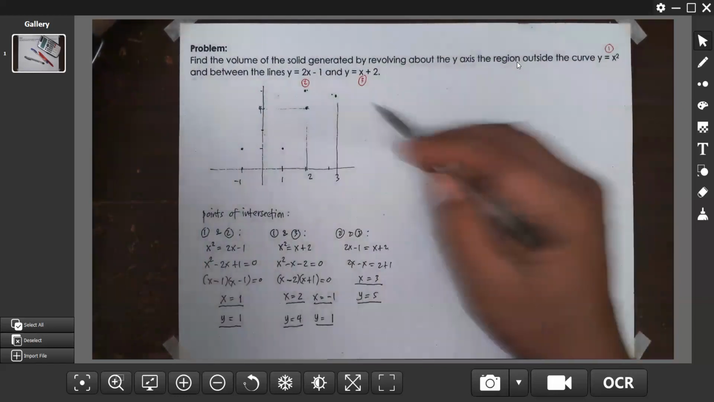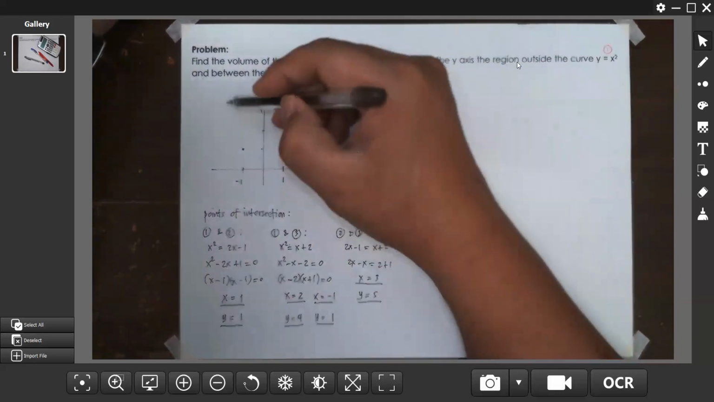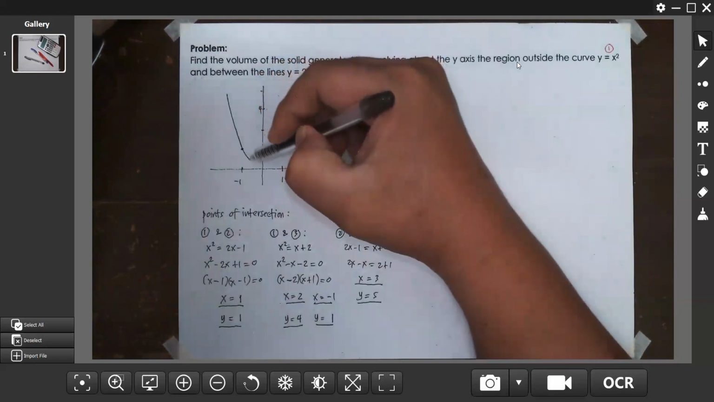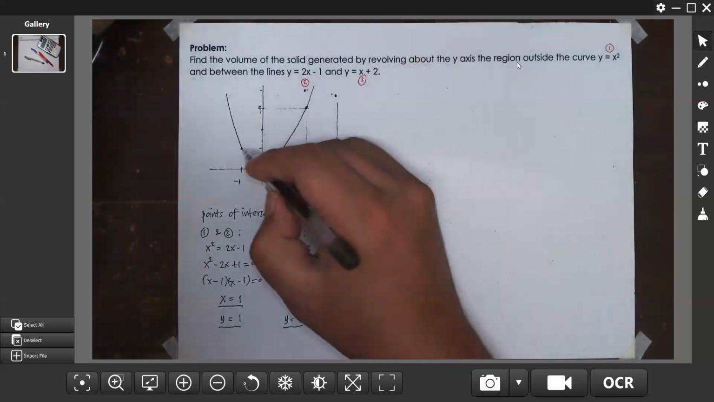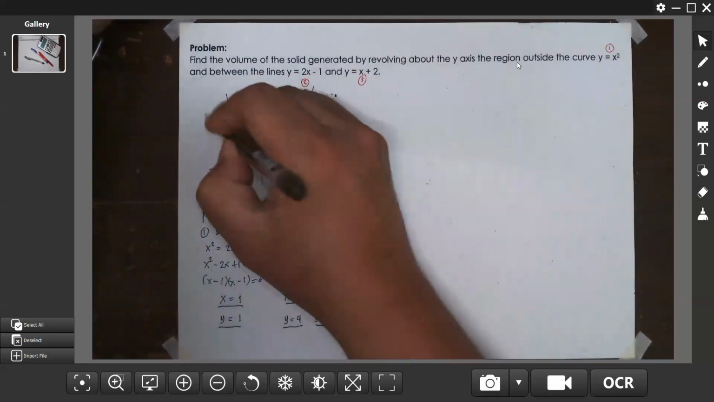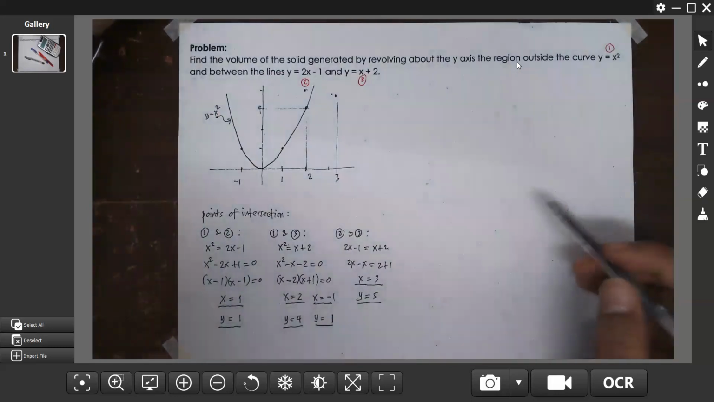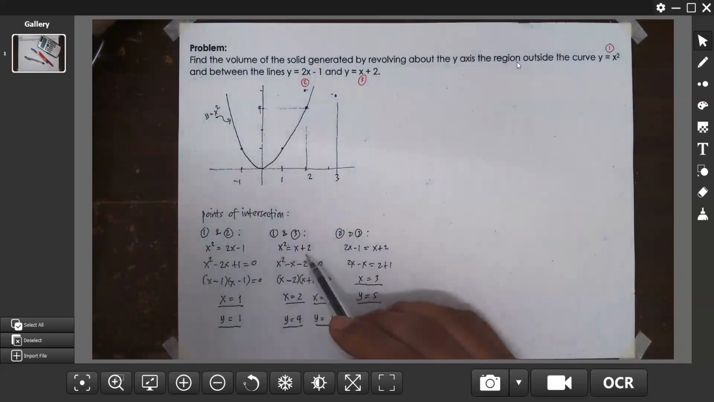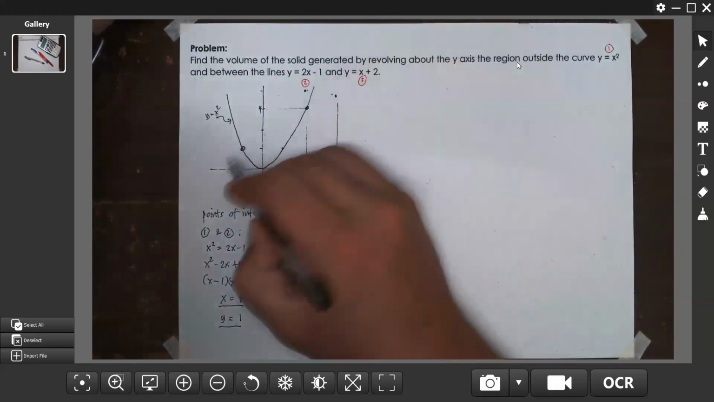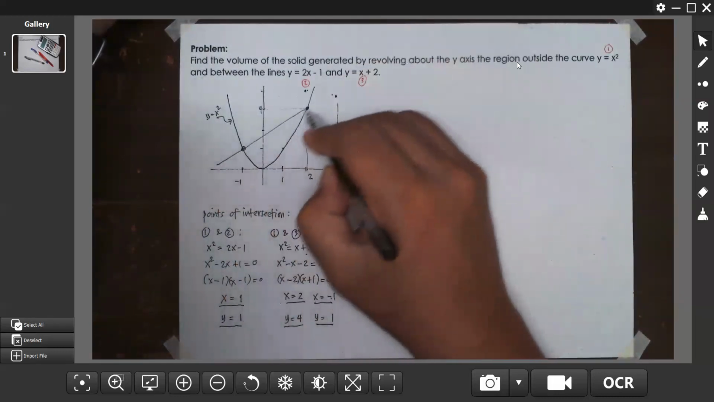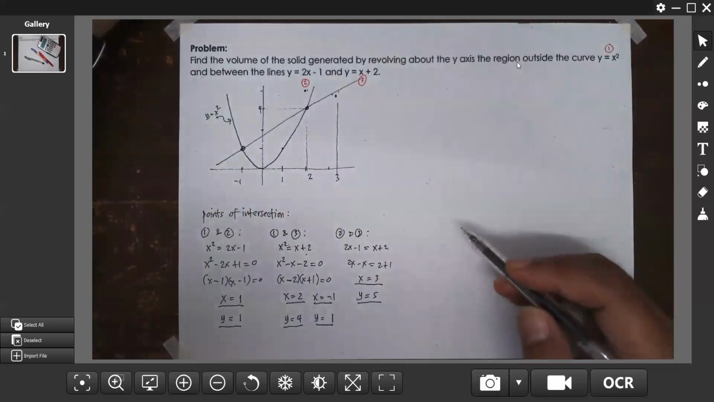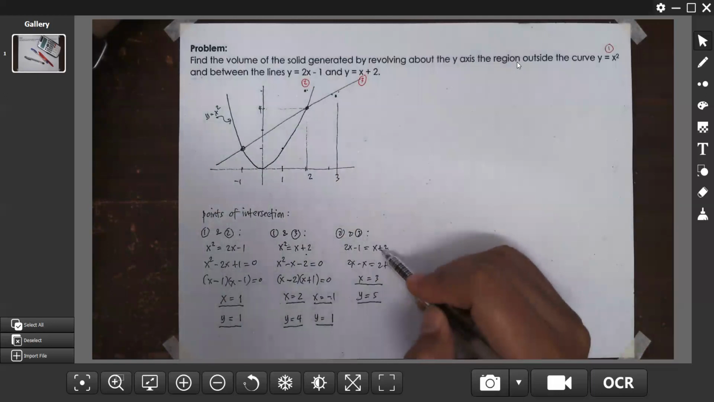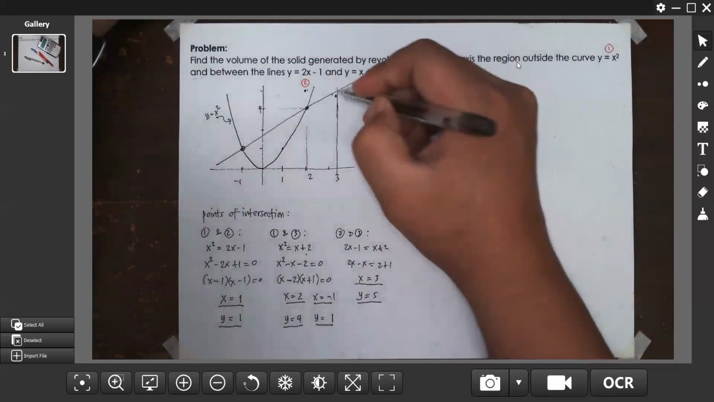This is the parabola y equal to x squared. The parabola and curve 2 will intersect at negative 1, 1 and at 2, 4. And for curves 2 and 3, they will intersect at 3, 5.